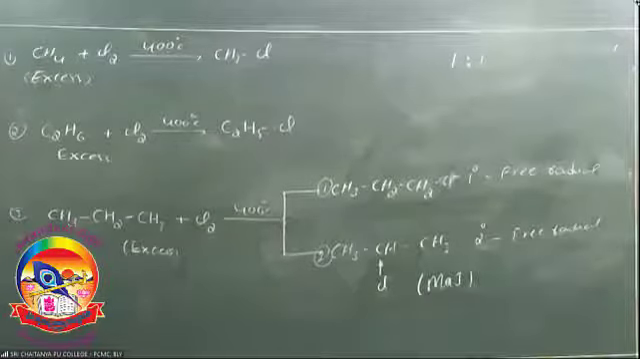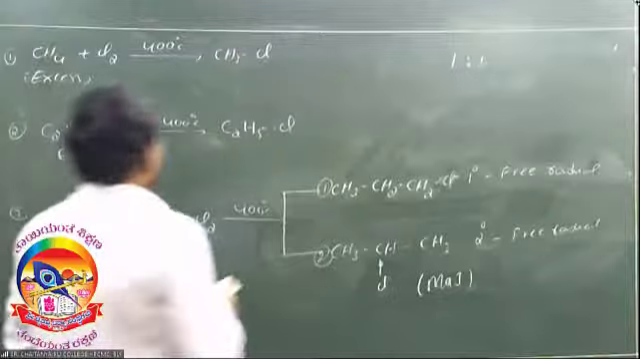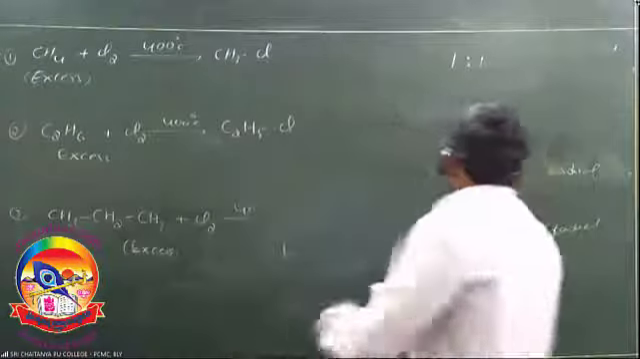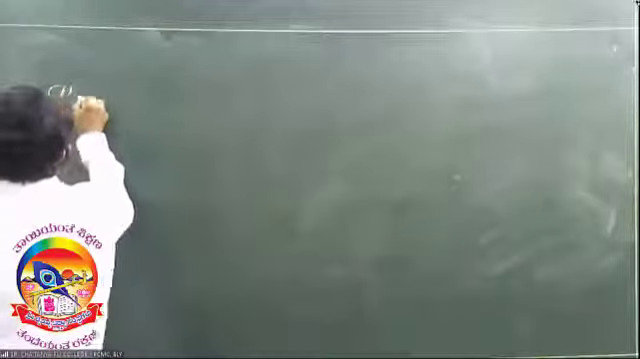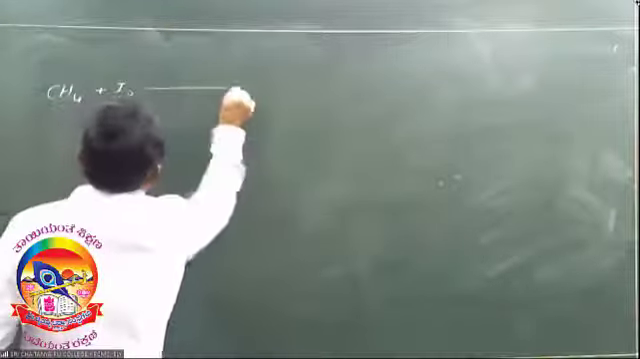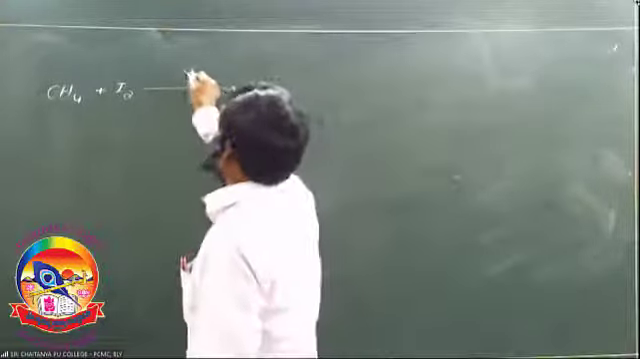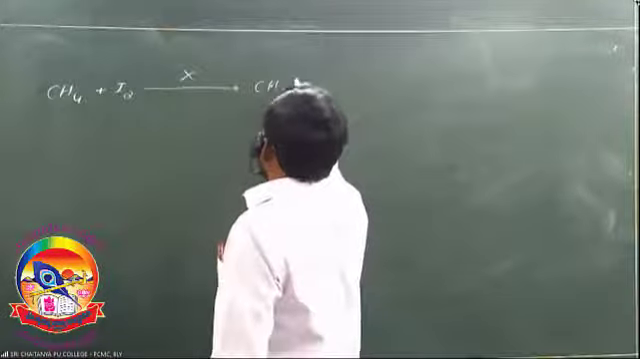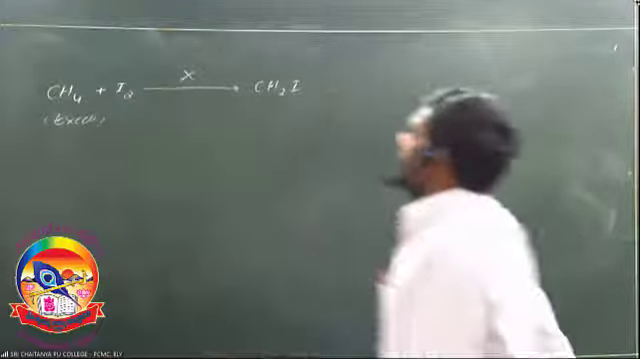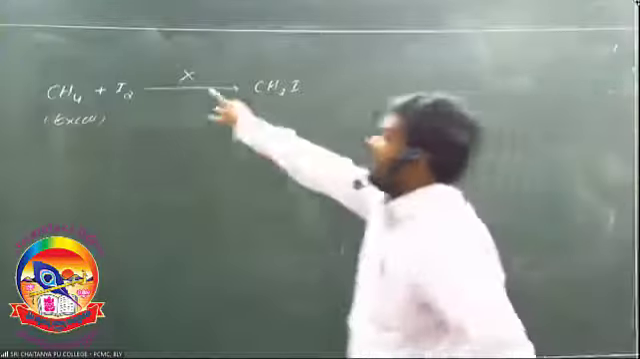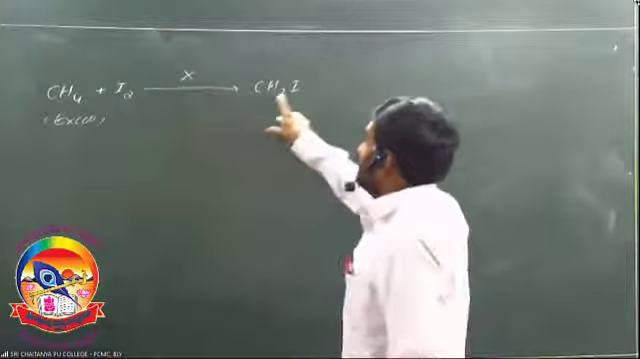Next, by this method to prepare iodides, alkanes react with iodine. For example, methane. We take excess of methane, which reacts with iodine in the presence of X. Here the catalyst is important. So it gives methyl iodide.